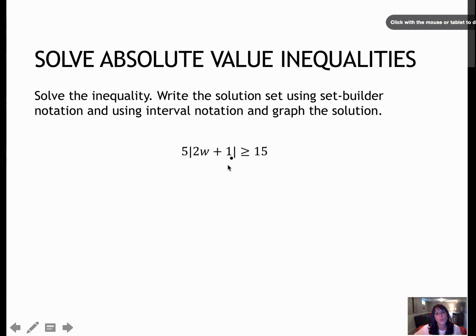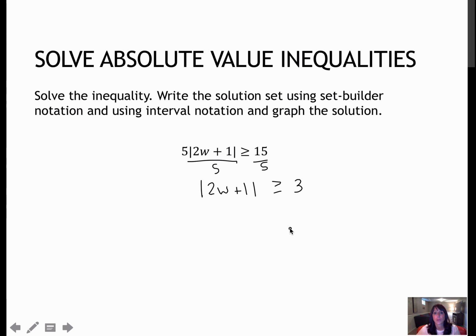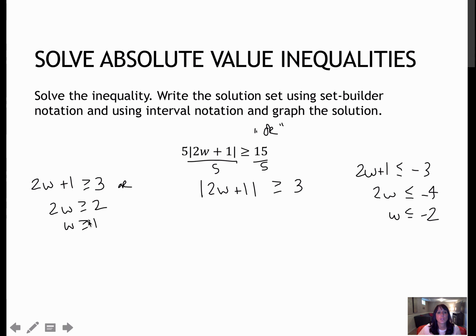Again, on this one, before I write it as two separate questions, I will divide by 5. That leaves me with 2w plus 1, still in the absolute value, is greater than or equal to 3. From here, I notice that this is a greater question, so I would write it as 2w plus 1 is greater than or equal to 3, or 2w plus 1 is less than or equal to negative 3, and then solve each one. That leaves me with w is greater than or equal to 1, or w is less than or equal to negative 2.